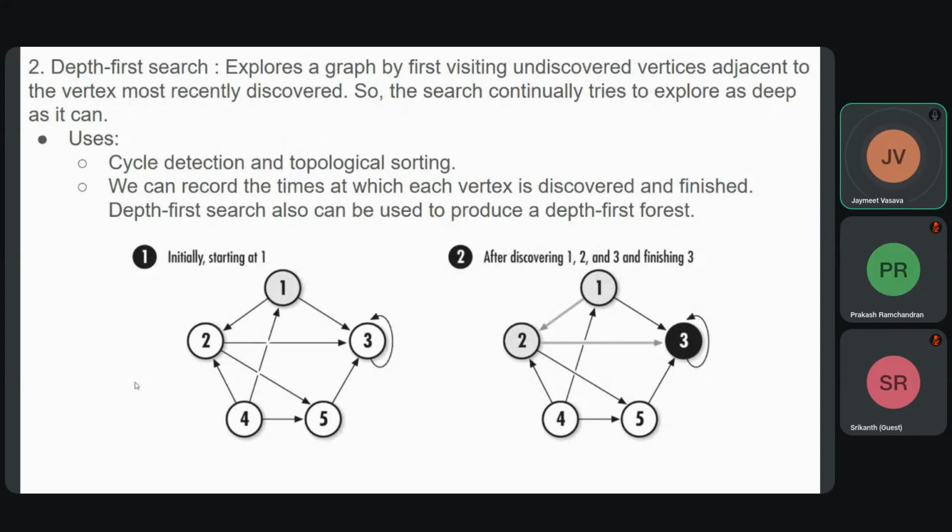So now going towards depth first search. It explores a graph by first visiting undiscovered vertices adjacent to the vertex most recently discovered, and the search continues, trying to explore as deep as it can. So it keeps on exploring the vertices, and once it is done, it will backtrack to the one where we started. Depth first search is used for cycle detection and topological sorting.